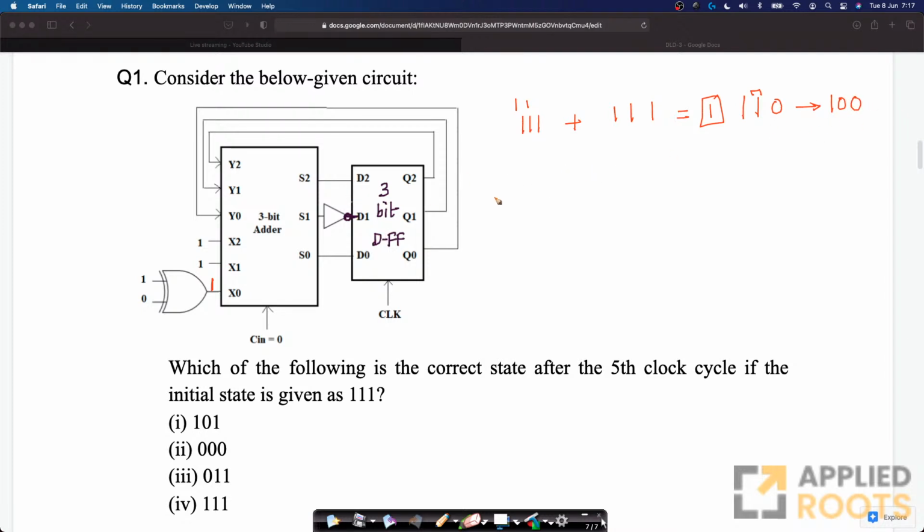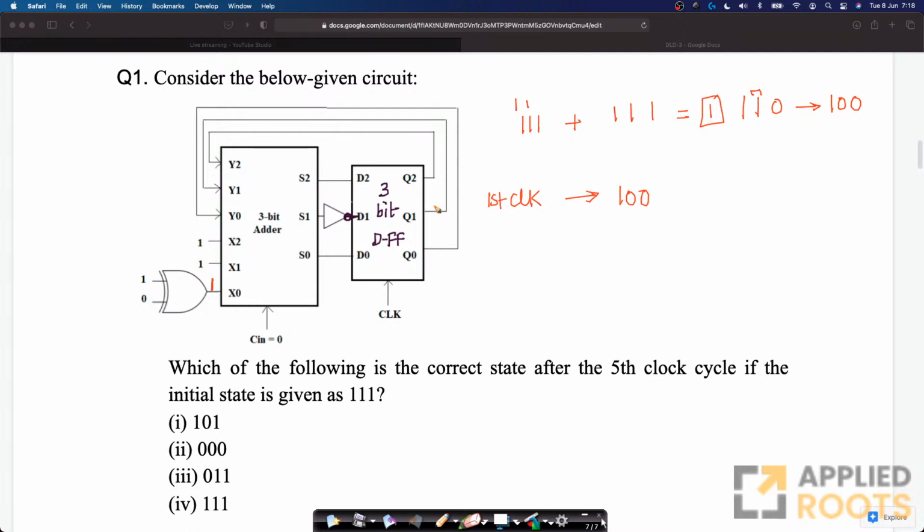Now before the first clock cycle, the inputs to be precise, your D0, D1, D2, are going to be 100. So the moment the first clock ticks, you get the state of the system as 100. After the first clock cycle, the state of the system is 100. Simple. Till now we have understood, right? Fairly simple. Now let's go to the second clock cycle.